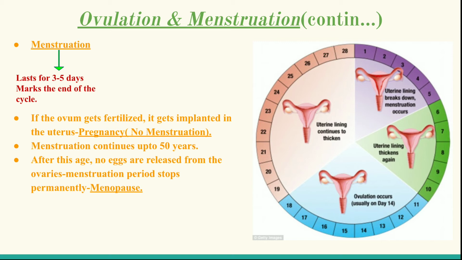Now menstruation continues up to about 50 years of age. After this age, no egg is released from the ovaries, and the menstruation period stops permanently, and that is known as menopause.